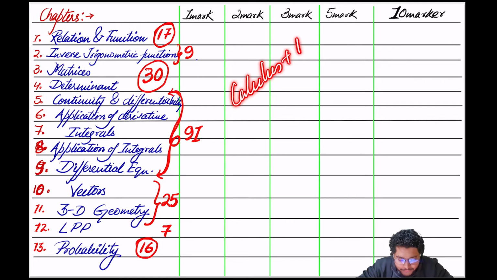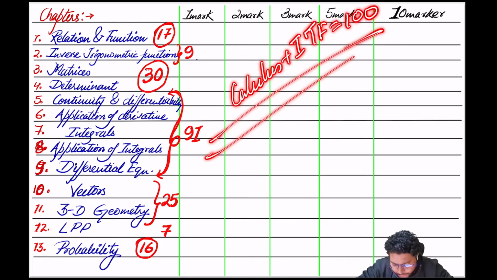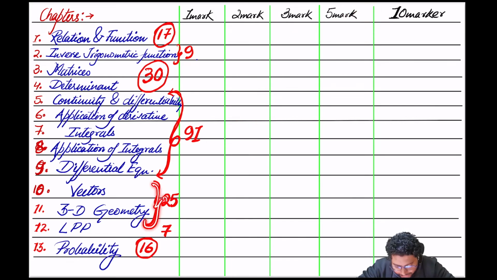Calculus plus ITF will be equal to what? 100 marks. That's it. You don't have to do anything else. Vector 3D 25 marks, LPP 7 and probability 6.